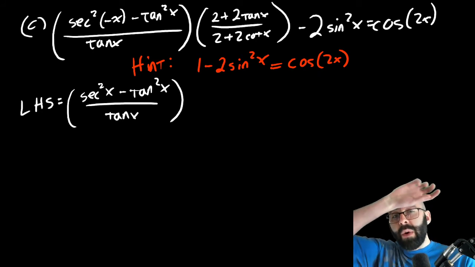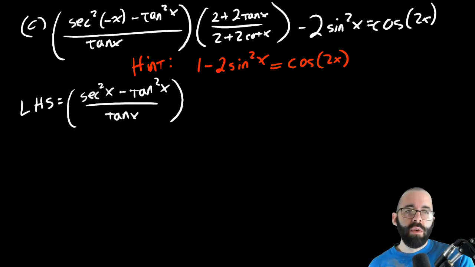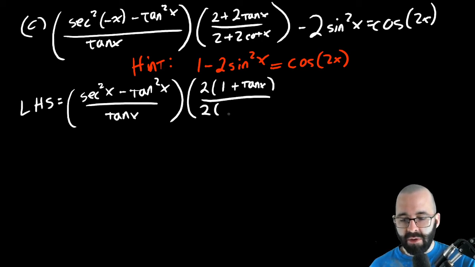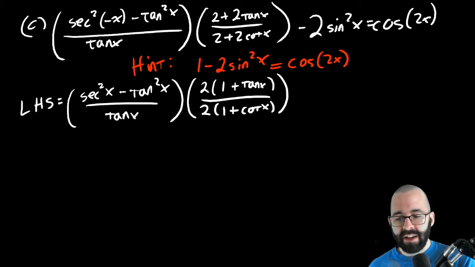What can we do with the second one? We can't cancel unless we can factor. So let's either factor now or worry about the tangent and cotangent now. It's up to you. I'm going to factor first. We can factor out a 2 from the top and get 1 plus tangent of x. And we can factor a 2 from the bottom and get 1 plus cotangent of x. So yeah, we factored it, and now it's going to be able to cancel.